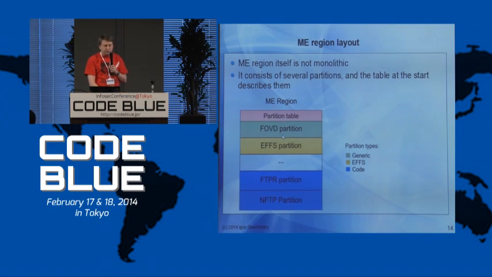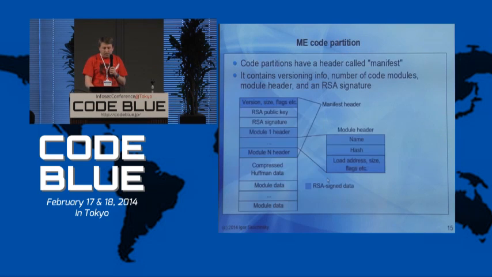For example, FOVD, I don't know what it means. EFFS is probably embedded flash file system. And then two typical partitions that may be encountered are FTPR and NFTP. They contain the actual code which executes on this management engine. And in turn, this code partition as well is structured.